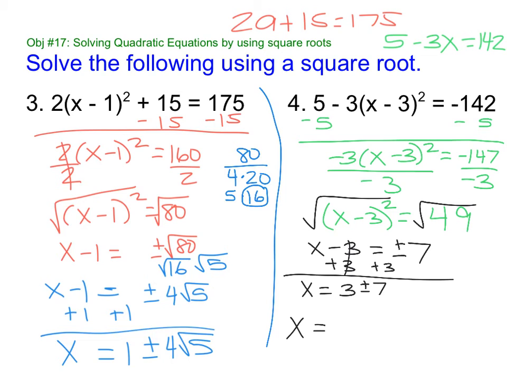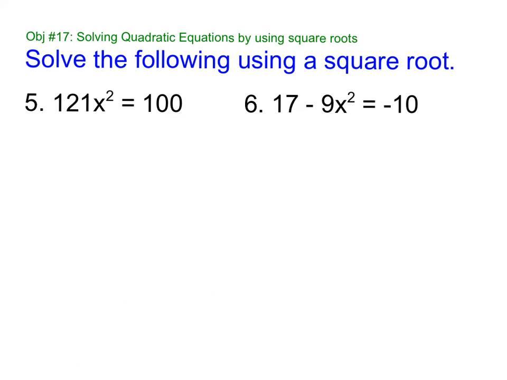So what are our two answers? 3 plus 7 is 10. 3 minus 7 is negative 4. Don't forget you have to do the top, 3 plus 7, and then 3 minus 7. We're going to do those two separately. All right, try these two. Pause the video. These aren't that hard.